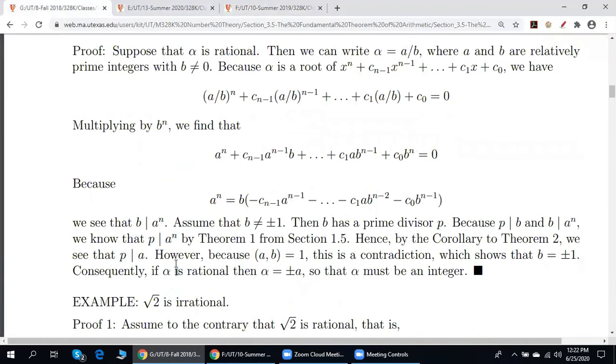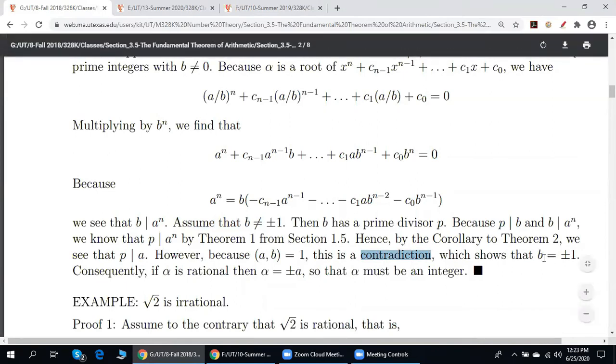We get a contradiction. P divides b, p divides a, but from the very beginning, we assumed that a and b are relatively prime. So we assumed that b is not equal to plus minus 1. We got a contradiction. Conclusion: b is equal to plus minus 1.